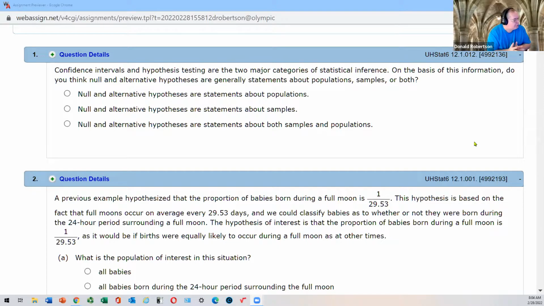Now, on the basis of what you've heard already, are null and alternate hypothesis statements about a population? Are they statements about the sample, or are they statements about them both? So which one of those three is it? When you're talking about the null and alternate hypothesis, what are they talking about? The population or the sample? Any ideas? Population or the sample?